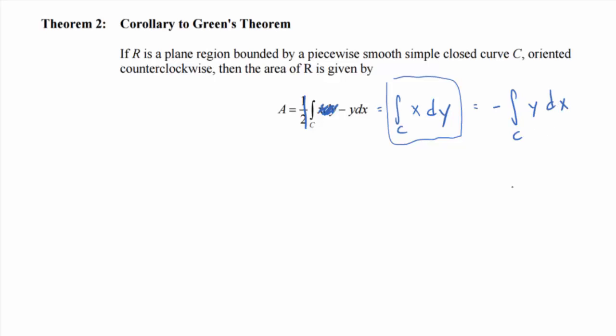Then p is equal to y once again. And when we write it this way, that means q is equal to 0. And if you take dq dx minus dp dy, because of this negative here, you will get 1 for your integrand that way as well. So any one of these formulas and a million others could be used to find the area of a region.